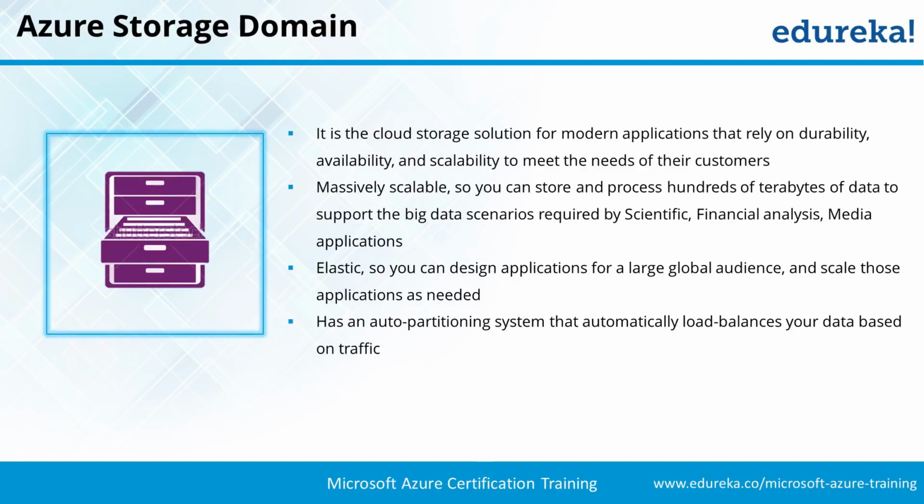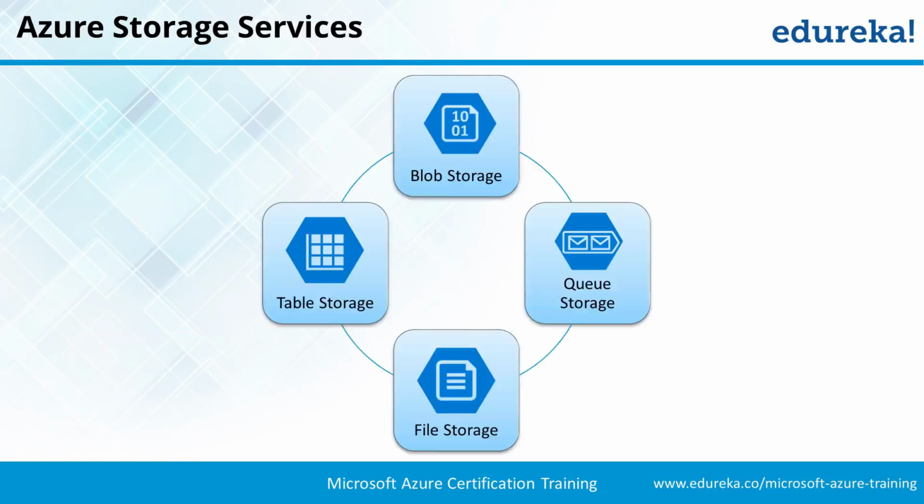Then you talk about massively scalable, so you can store a huge amount of data on that particular storage. Then you talk about elastic. Elastic means whatever you need, you can just request for more. When you're done, you can delete the files and it will just charge you for what you're using. And it has auto partitioning systems, so you can automatically load balance your data based upon the traffic. So you see, this is what I was talking about.